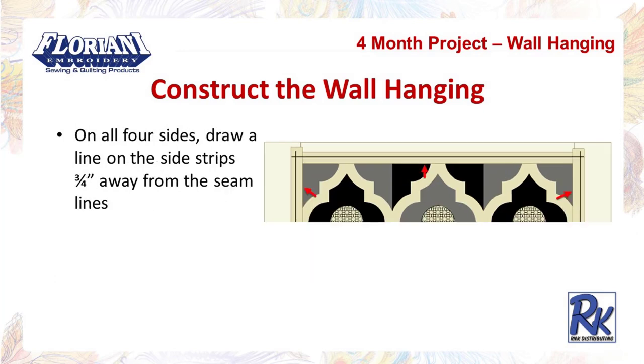Now on all four sides you want to draw a line on the side strips 3/4 of an inch away from the seam lines. And the seam lines are shown here in the picture with the red arrows. So you're going to have a square of lines 3/4 inch outside the edge of the inner quilt.